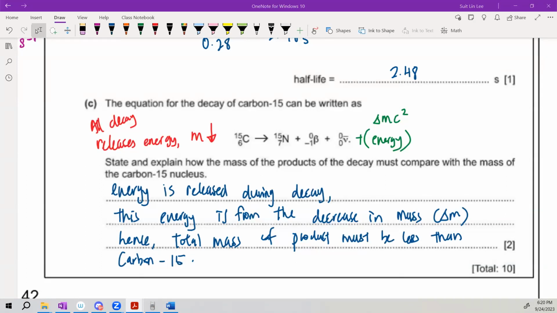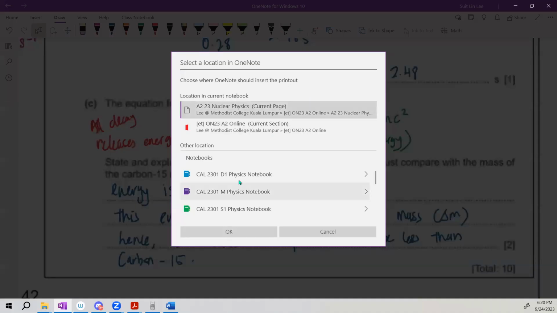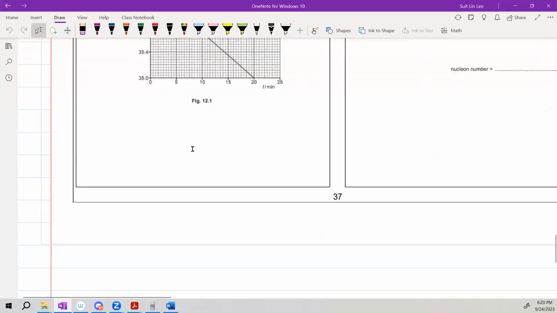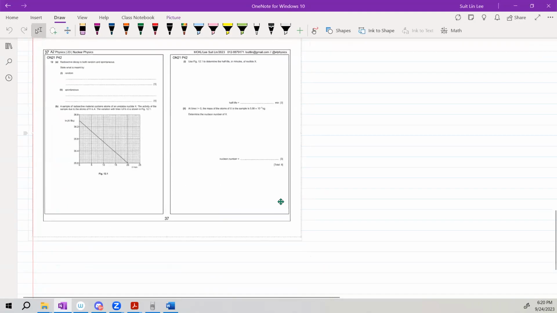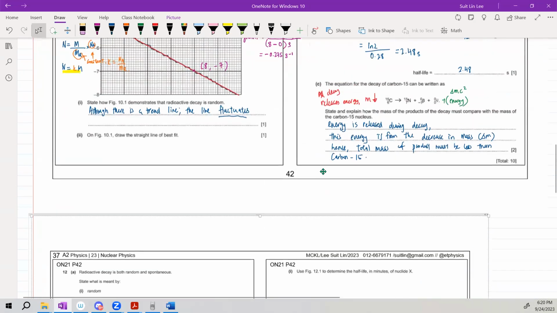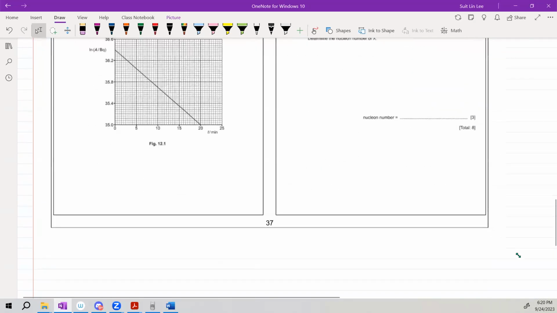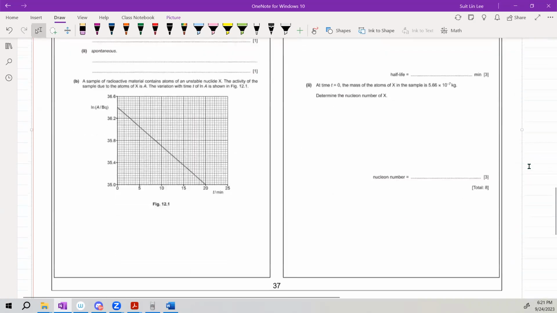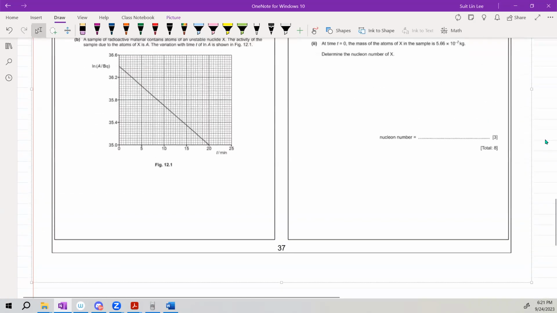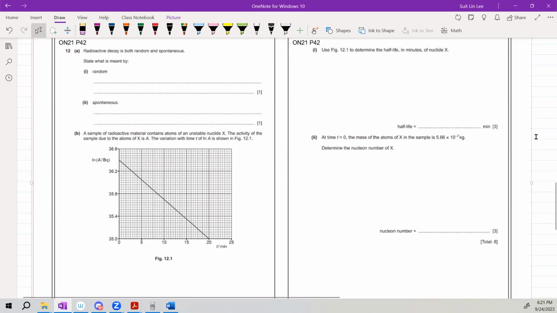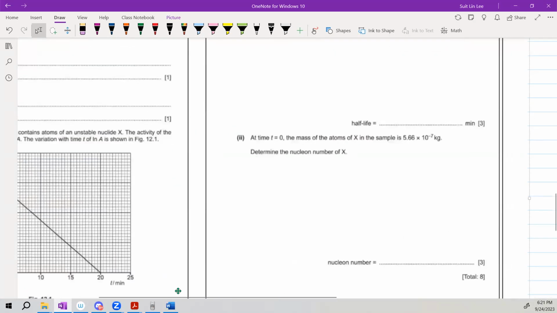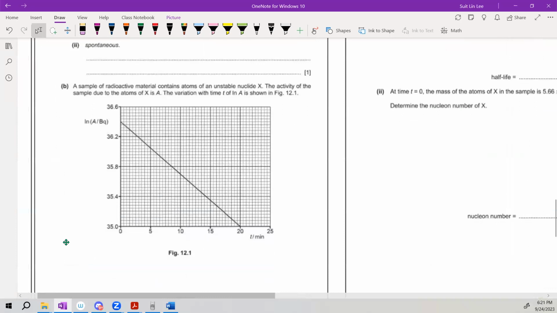Okay. In a similar vein, we can look at page 37, which is winter 21. We'll do one more before I talk about the electromagnetic induction question. So nuclear decay is a very nice one. The questions are all, again, very predictable. As long as you do enough, by enough I mean at least 3 to 5 years, then you should be okay.